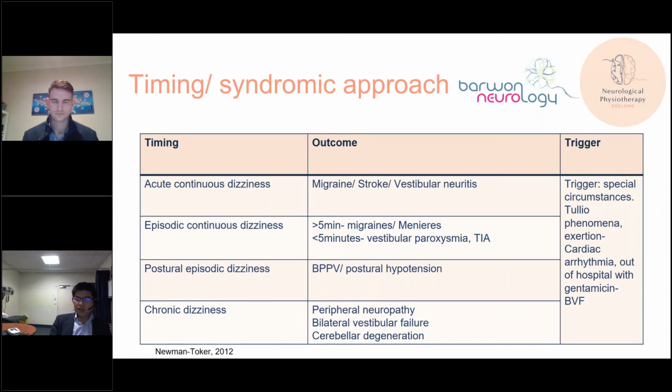The only other thing to be mindful of in regards to triggers is that there are some special narratives. Like if someone has dizziness when they are exerting themselves, you have to consider whether there are alternative diagnoses, or if someone, say, just recently came out of hospital and they were on gentamicin, they are at risk of bilateral vestibular failure. So there are just some special narratives that you would consider as part of your differential diagnosis.